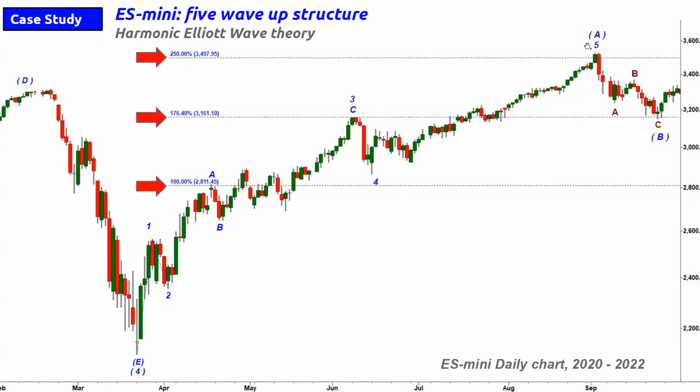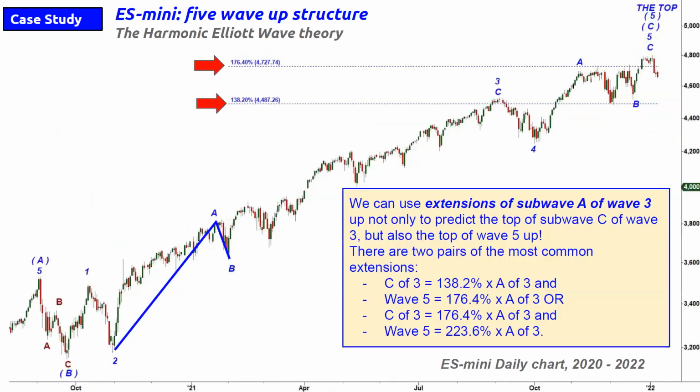What happened next? We got a corrective A down, B up, C down structure in the very same way as we recognize corrective structure under the classic Elliott wave theory. So that was our subwave B down. As I mentioned, wave 5 under the harmonic Elliott wave theory has to be subdivided into A up, B down, and C up. Let's look at the final subwave C of wave 5 up that actually completed the whole rally that started in 2009.